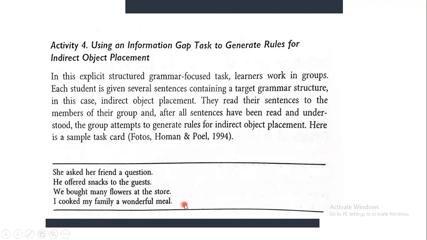Okay, so this is the explicit structure grammar focus task. Explicit means very direct. Because why? Because they have the target form here in the conversation, in the dialogue, and then they ask students to read this, to practice this, and then students will discover the form. We see the form clearly. We see the target grammar structure clearly over here, okay, right.